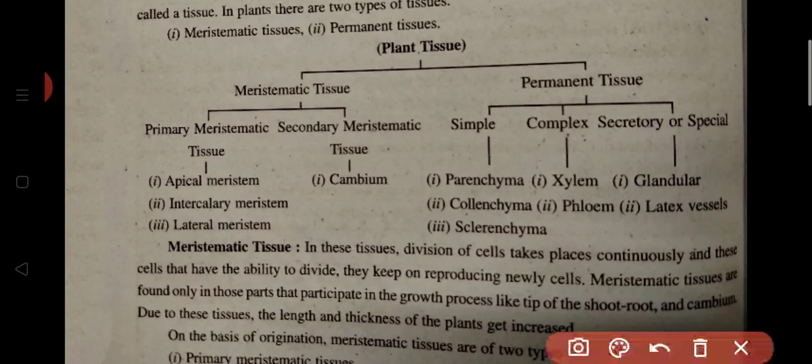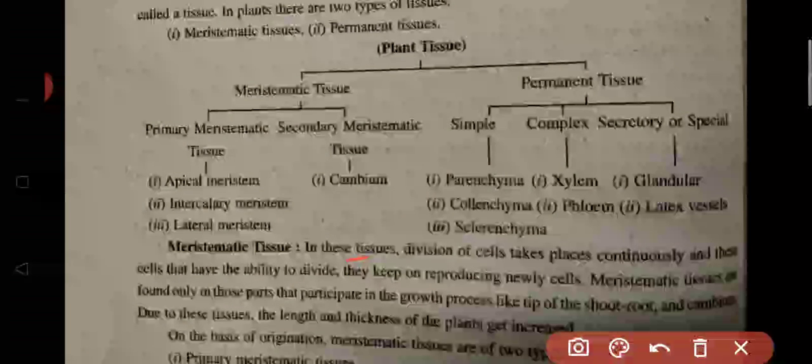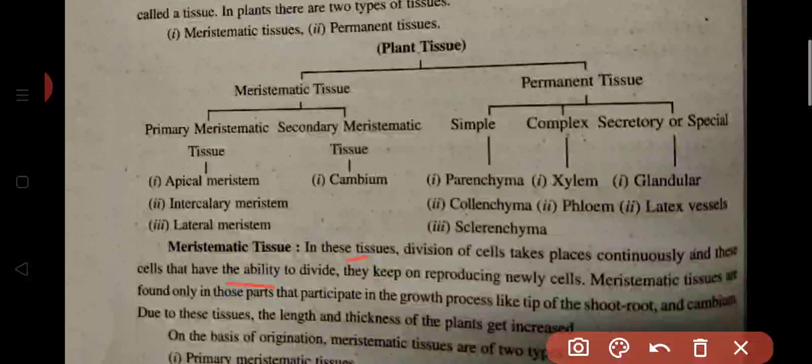Meristematic tissues. In these tissues, division of cells take place continuously, and these cells have the ability to divide. They keep on reproducing new cells. Meristematic tissues are found only in those parts that participate in the growth process, like tip of the shoot.